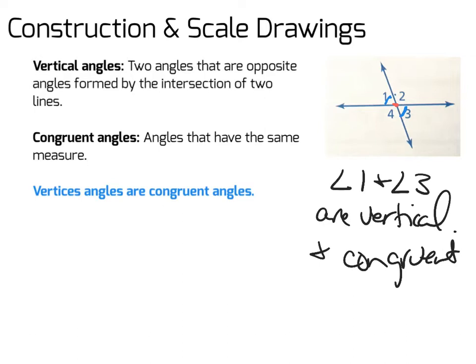I can also say that angle 2 and angle 4 are congruent. I'm going to put two lines on them just to show the pairs. The one lines pair up together and the two lines pair up together. So angle 1 and 3 are vertical, which also means that they are congruent. Same with angle 2 and angle 4. Those are also vertical and congruent angles.